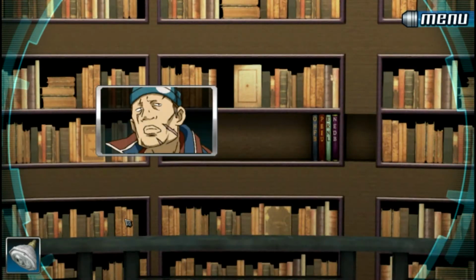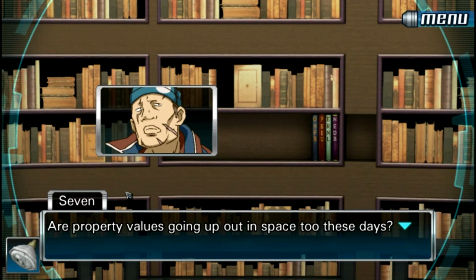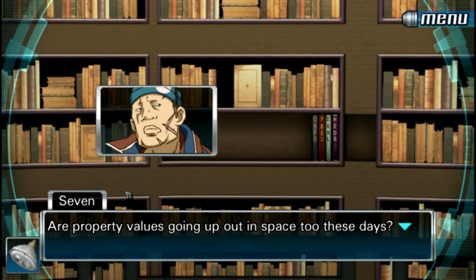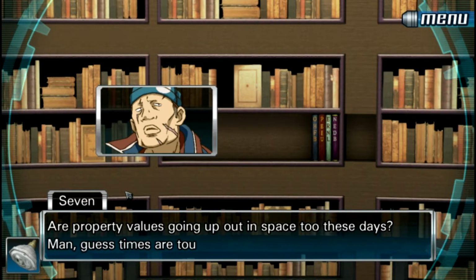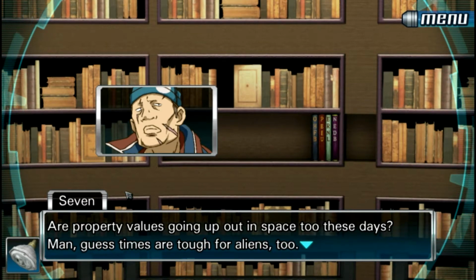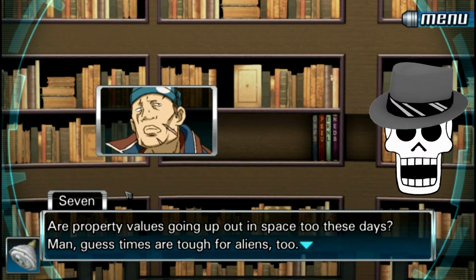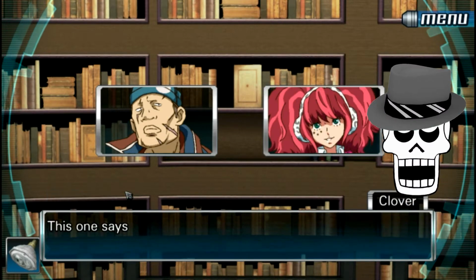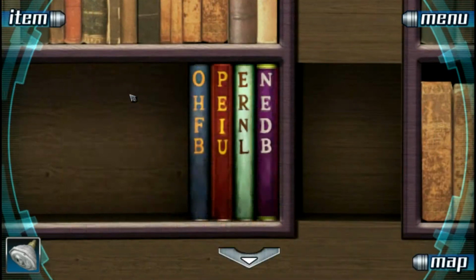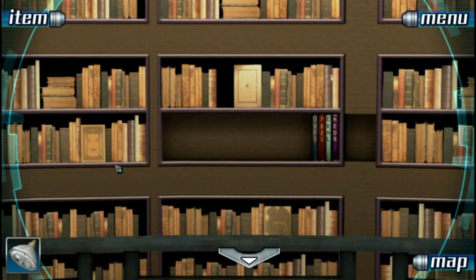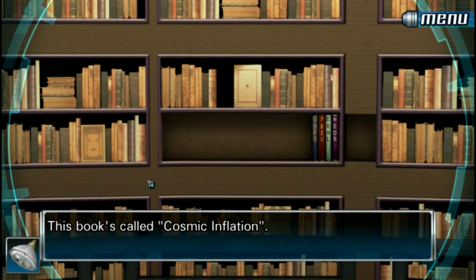Is there anything else around here? Our property value is going up out in space too these days? What? Man, I guess times are tough for aliens too. What? This one says Cosmic Inflation. Oh, you're talking about a book, okay. I was about to say, what are you talking about? This book's called Cosmic Inflation.